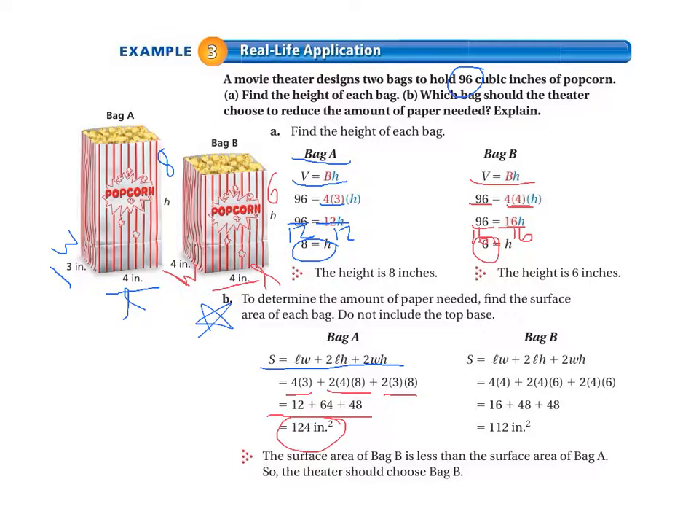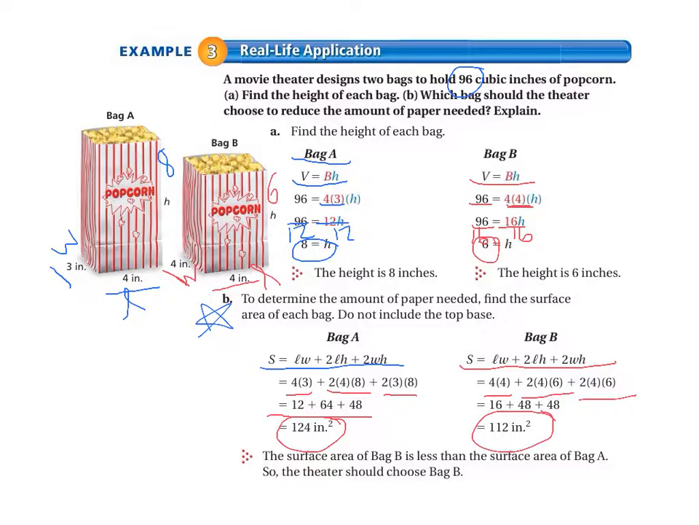Now moving on to bag B, same formula, but we'll plug in our different numbers for bag B. Length times width, 4 times 4, plus 2 times the length, which is 4, times the height, which we found was 6, plus 2 times the width, which we look over at our bag and we see is 4, times the height, 6. And we add all those numbers up and we get 112 inches squared.